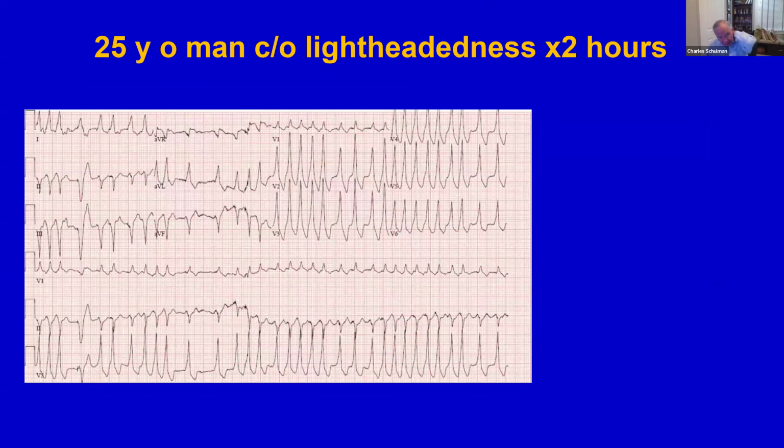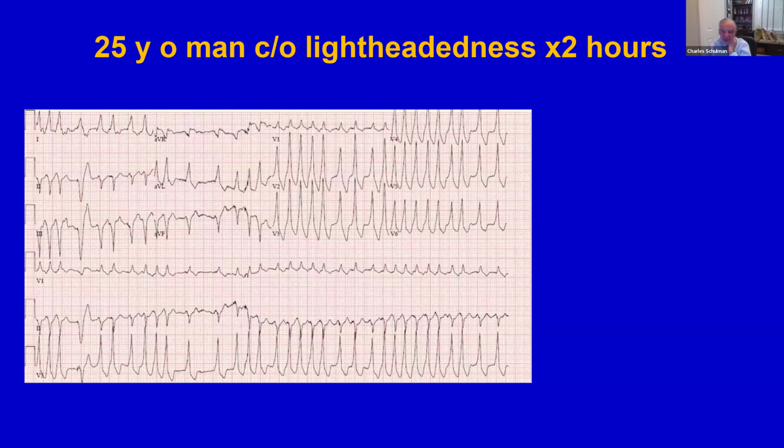Okay, here's a 25-year-old man who complained of lightheadedness for 2 hours, and he has a highly irregular, wide complex tachycardia. What do you think this is? Was the previous slide M shape? Oh, Sonia thinks it's VT.